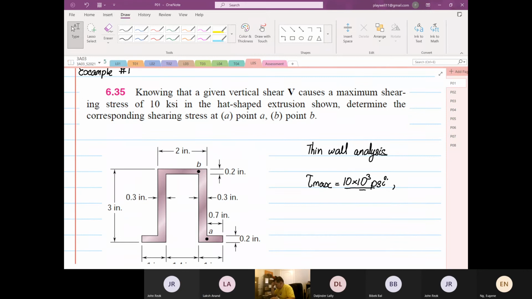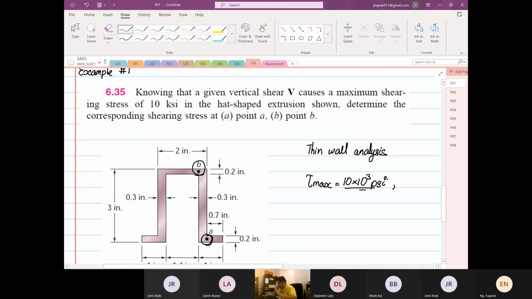So, knowing that a given shearing stress V causes a maximum shear stress of 10 psi in the H-shaped extrusion shown, determine the corresponding shear stress at point A and point B. So we want to find the shearing stress at point A and the shearing stress at point B.